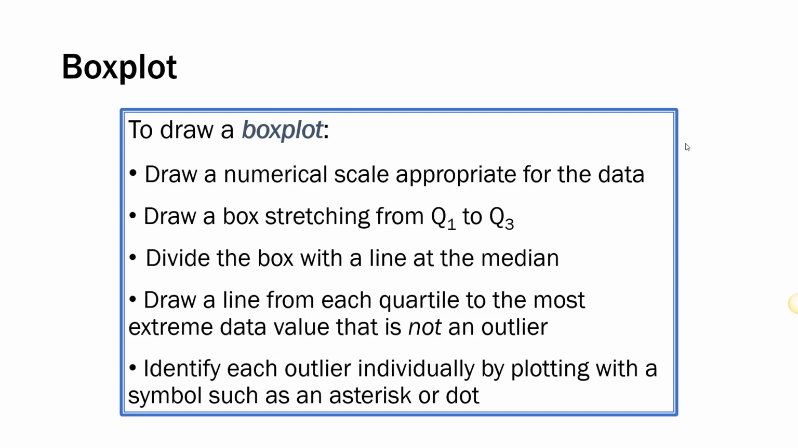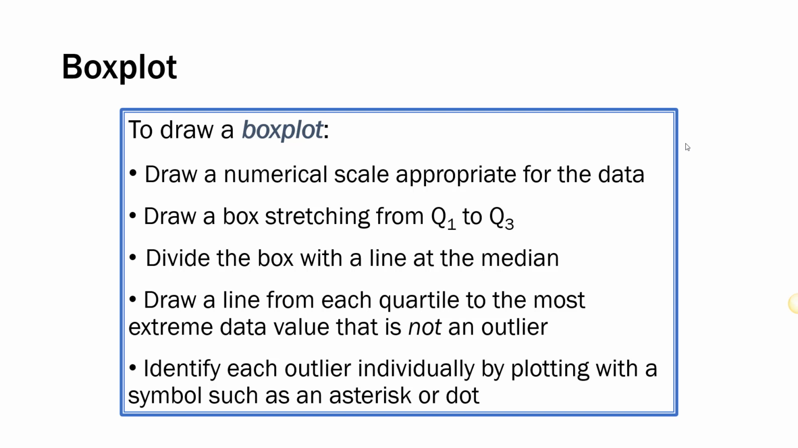And a box plot can actually either go horizontal or vertical. It's kind of a personal preference, or however your software program does it if you're doing it on the computer. Then we're going to draw a box that stretches from Q1 to Q3. Divide the box with a line at the median. Then we're going to draw a line from Q1 down to the lowest non-outlier point, and then from Q3 up to the largest non-outlier point, and then finally we're going to represent our outliers with an asterisk.